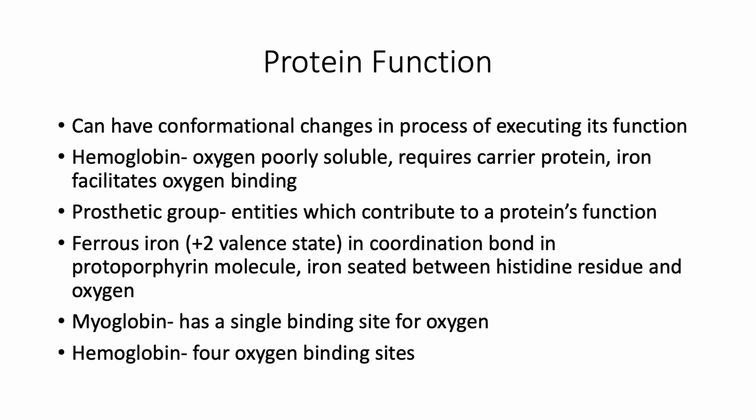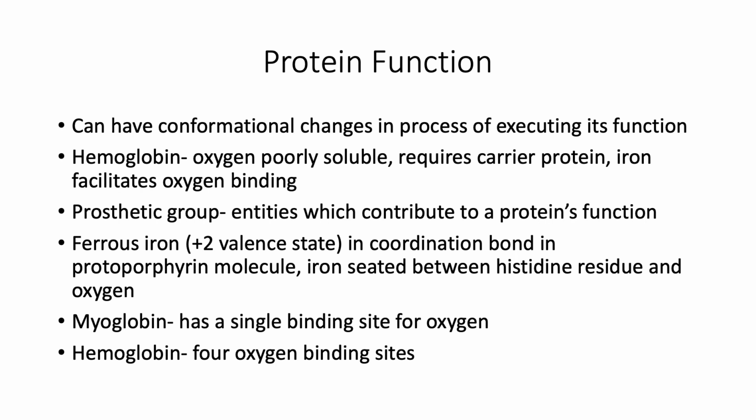There is oftentimes in the protein a prosthetic group, and the prosthetic group is an entity that contributes to the protein's function. So the prosthetic group in hemoglobin, for example, is iron, and that is a ferrous iron, plus 2 valent state. It's coordination bound with the protoporphyrin on one side, and the iron is situated between the histidine residue on the hemoglobin subunit and oxygen.